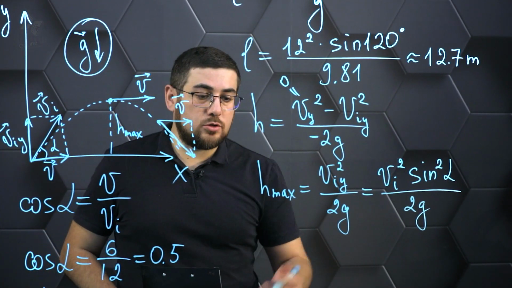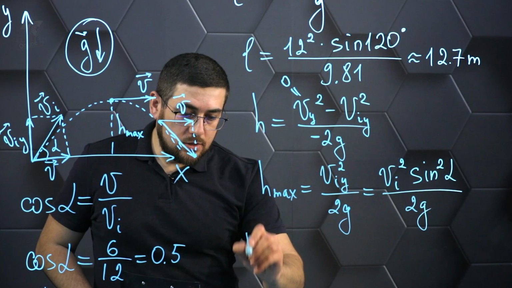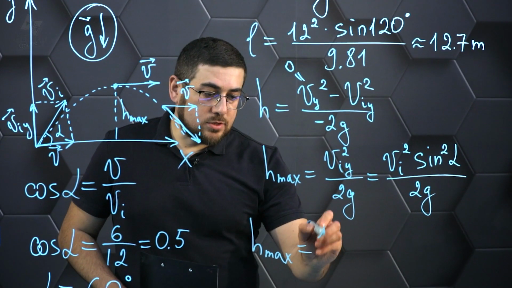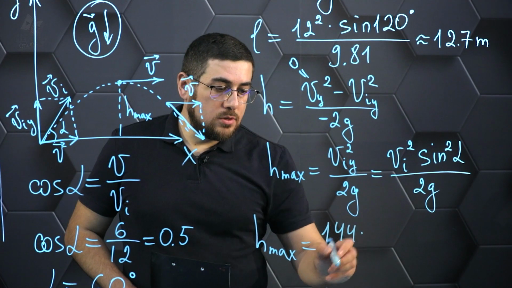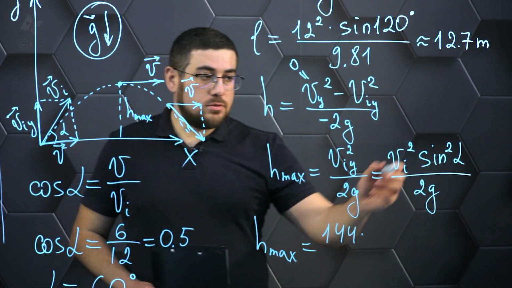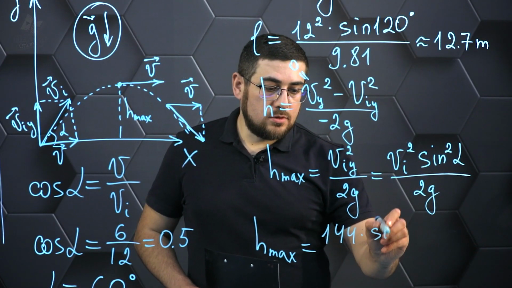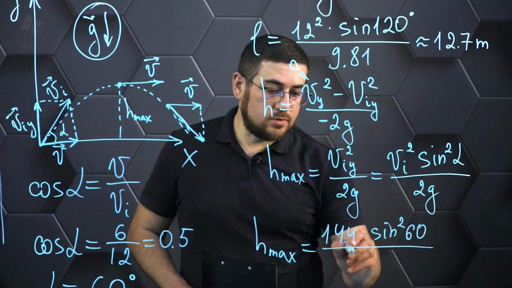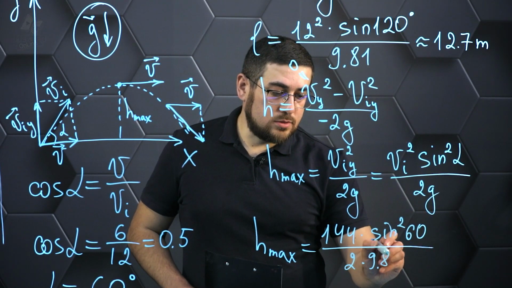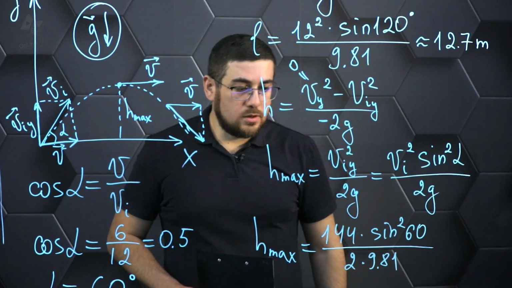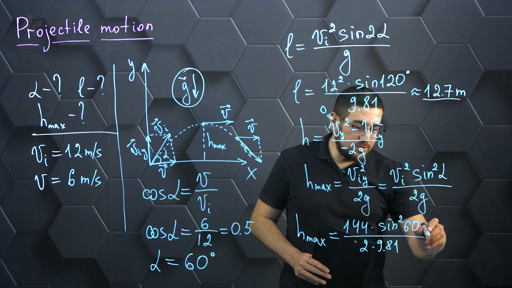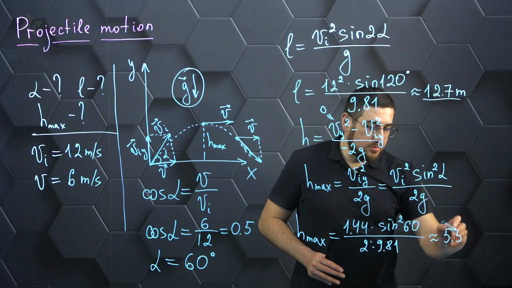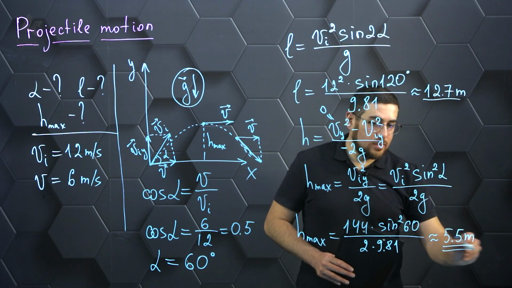We have received the formula by which you can immediately determine the height of lift of this body. And we also do the calculation. Well, 144 is 12 squared, times sine squared alpha, that is sine squared 60 degrees, and divide by 2 times 9.81. After doing the calculations, we get a value for the height of about 5.5 meters.